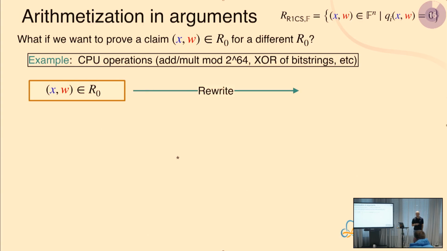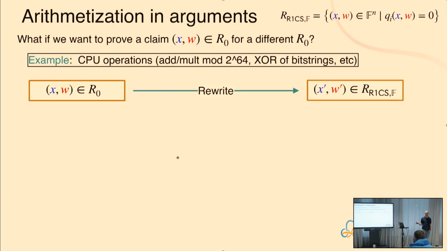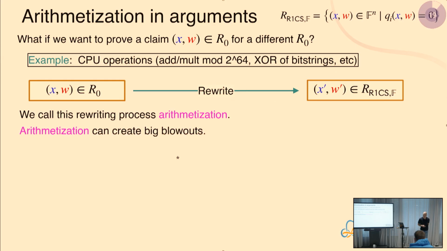So what is done in practice right now is you take your instance witness pair in the relation you care about, R0, and you rewrite it as a new instance witness pair in the relation you know how to work with, the R1CS relation over the field. And in this work, we call this process arithmetization. Arithmetization is a word that has different meanings depending on where you read, but that's the meaning we give it. So this is fine in theory, on paper, and that's what is being done today in practice as well.